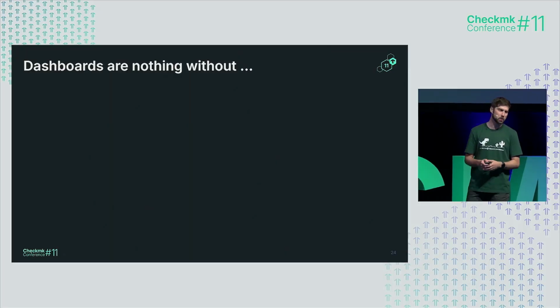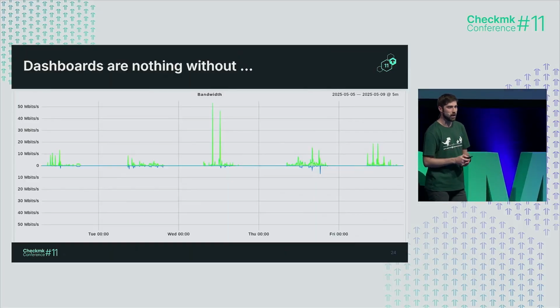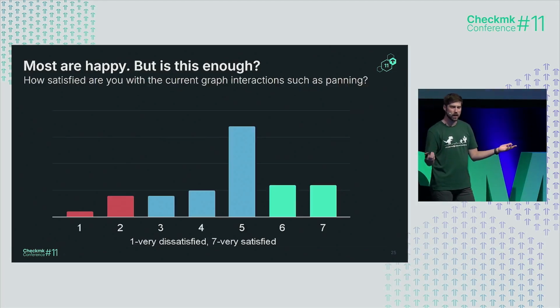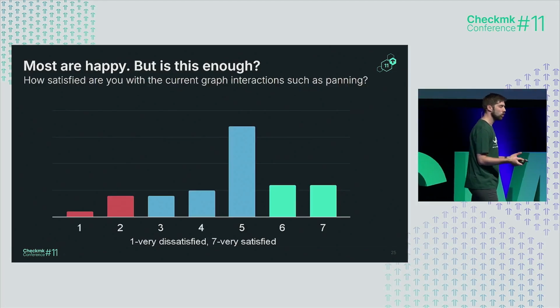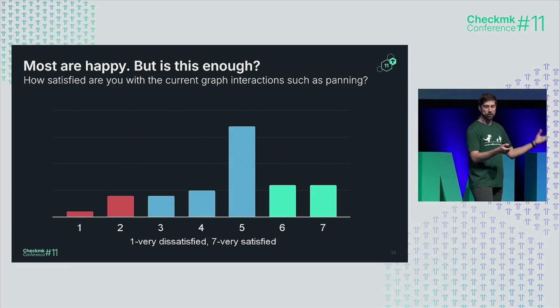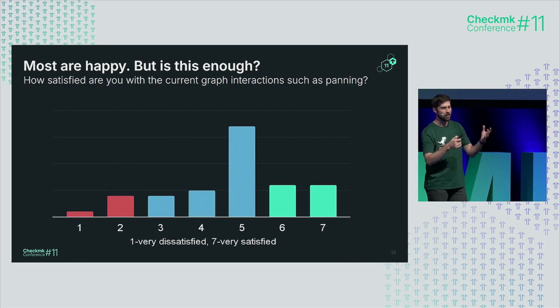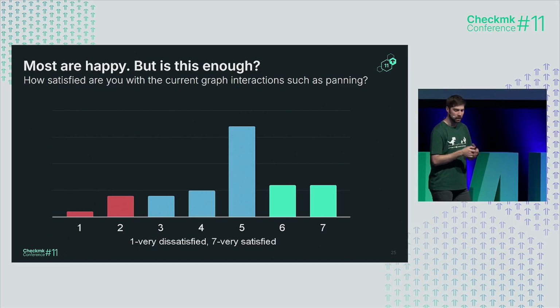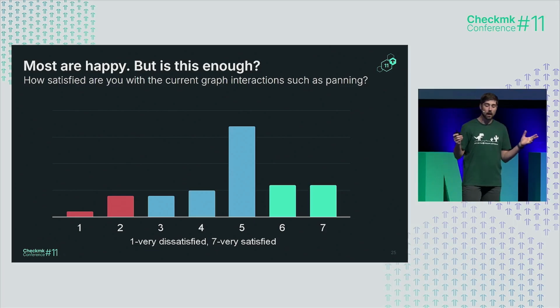Looking a little bit more into dashboards. So what is usually on a dashboard? What is shown on the dashboard is a graph. And actually, most of you are pretty happy with the graph usage overall. So you have different time ranges, you can have a look at different zoomings, you can pan, and so on. Even though it's not the nicest experience, I have to admit, but it's okay.